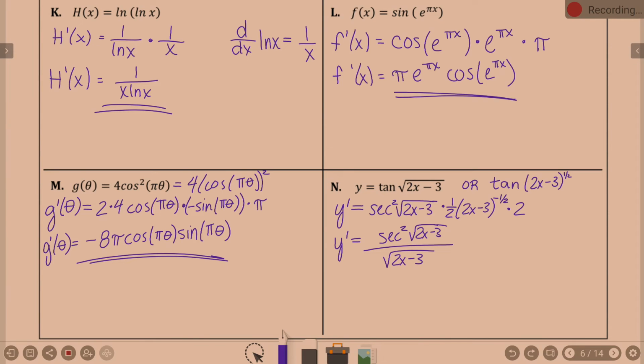Okay, so I agree with what Doug said. The 1/2 times 2 can cancel. So then we have the secant squared of square root of 2x minus 3. And we have the 2x minus 3 to the negative 1/2. Negative tells us to take it to the denominator, and the 1/2 says it's a square root. So that's how I wrote mine. You guys are smart enough to realize that you could have written it other ways and still be perfectly fine. Try not to leave the negative exponents though.